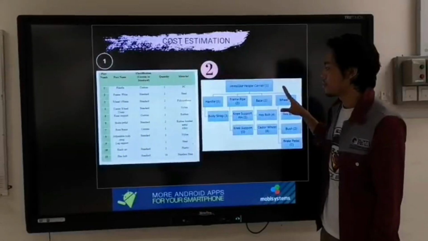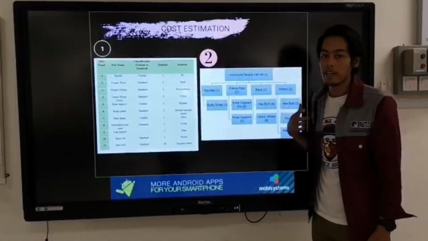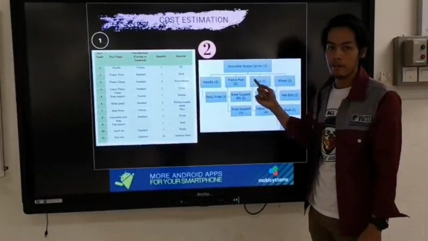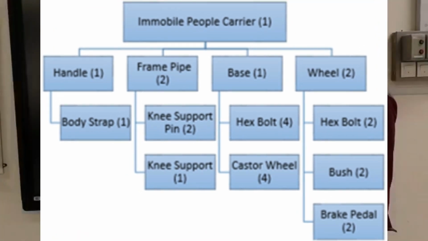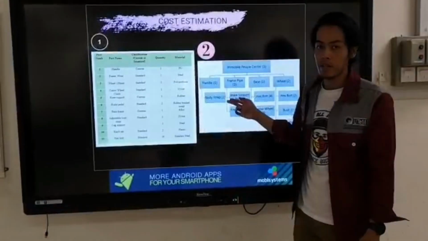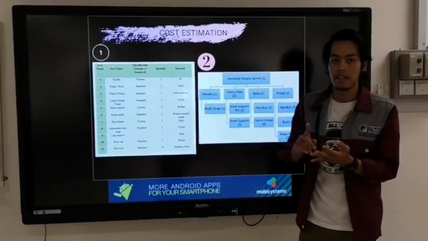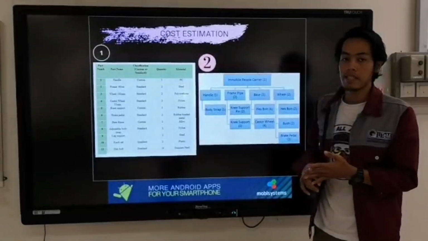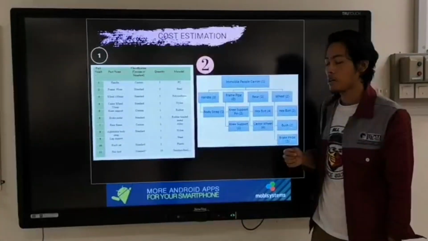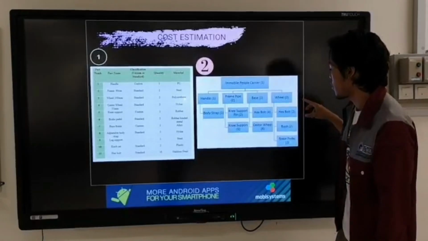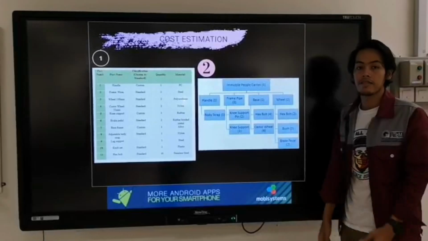And this is the production assembly line for the immobile paper carrier, which is our device. We have come up with 4 main parts: handle, frame pipe, base and wheel. For the handle, we need to assemble the body strap. For the frame pipe, we need to assemble the knee support and the knee support pin. For the base, we need to assemble the hex box and the caster wheel. And for the wheel, we need to assemble the hex box, bush and brake pedal.